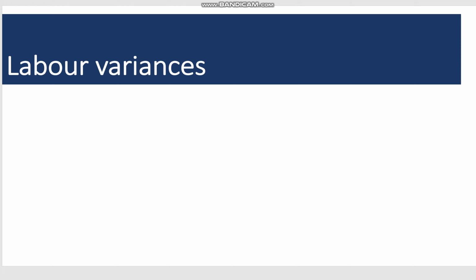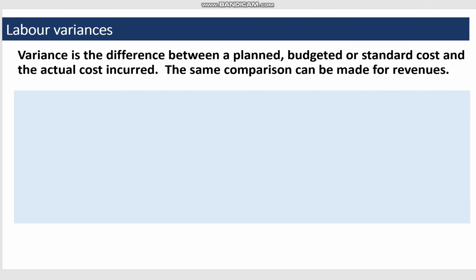Labor cost variances. In this session, we are going to learn how to calculate variances for the labor cost. Before we proceed towards the calculation of labor cost variances, first of all, a quick reminder: what do we mean by variances? Variance is the difference between a planned, budgeted or standard cost and the actual cost incurred. When we compare the standard cost with the actual cost, the difference is called the variance.